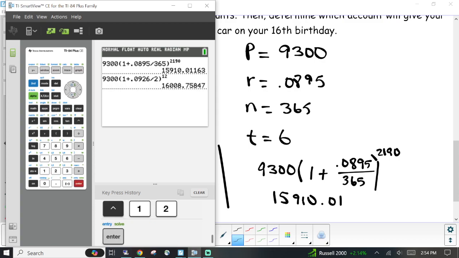Guys, notice the difference again. If you wanted to spoil your kid and you're like, you know what, I can put this money down and not have to worry about it later. Going from $9,300 to almost 16, and actually for account A it's $16,000. It's a way to make some extra money without having to physically put in any work. So again, we would go with account A. I'm going to spare myself having to write it down. $16,008.76.